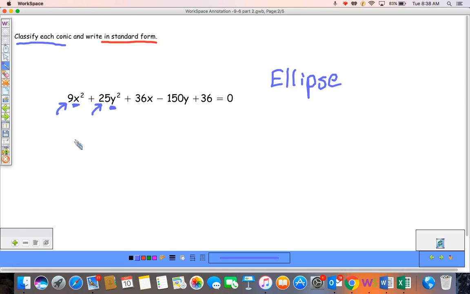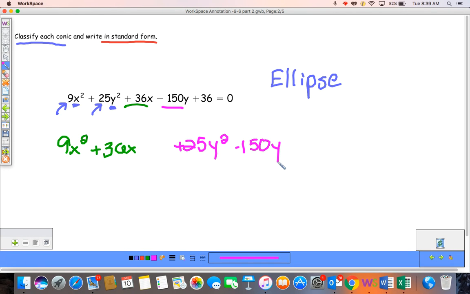So let's just go ahead and get this in standard form like we did yesterday. We're going to separate the x's and the y's. So let's take the x's here, 9x squared plus 36x. We'll separate the y's. So that's 25y squared, that is positive, then the minus 150y. And then we're going to take that constant, and just like when we complete the square, we're going to move that to the other side.